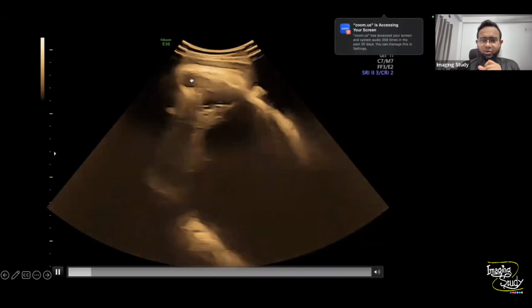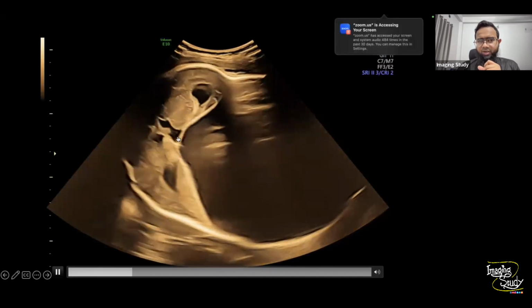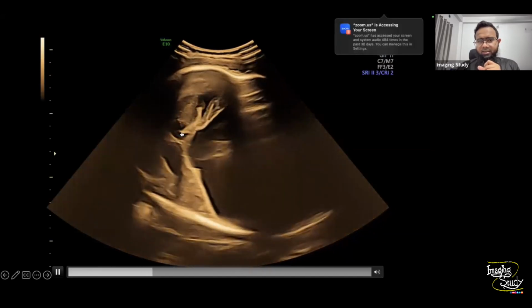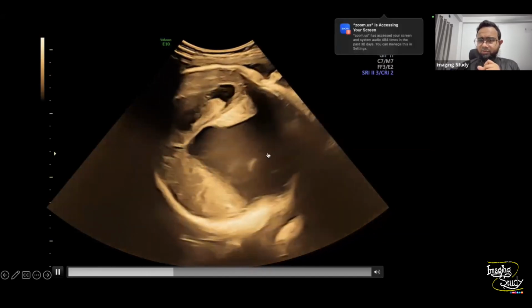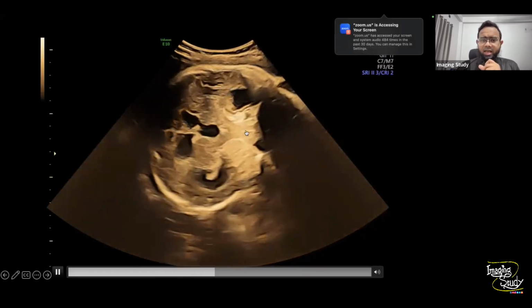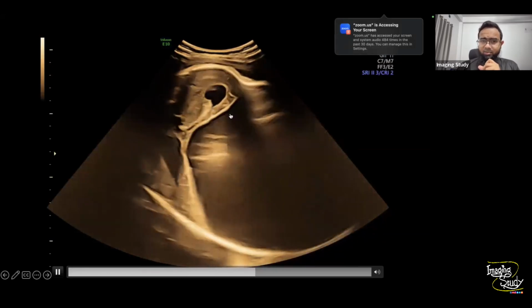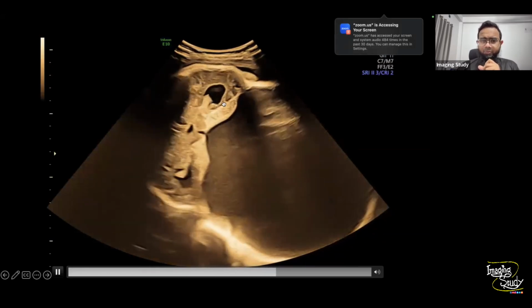And you can see this is the orbits. So this is the frontal aspect. You can see this is the third and fourth ventricle. And these are the dilated lateral ventricles, and this is the large cystic area at the posterior aspect, having communication with a dysplastic cerebellum. You see, this is the cerebellum.